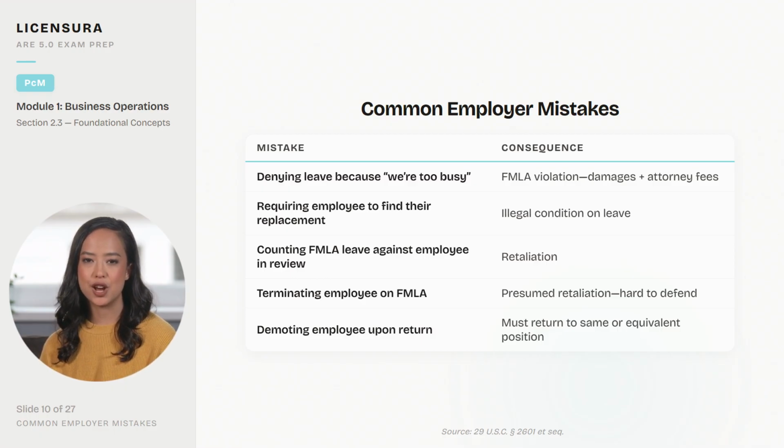One more thing worth knowing. If your firm has fewer than 50 employees, FMLA doesn't apply to you at the federal level. But state laws can be way more protective. California's CFRA kicks in at just 5 employees. New York's paid family leave covers all employers regardless of size. So don't assume you're exempt just because you're small.